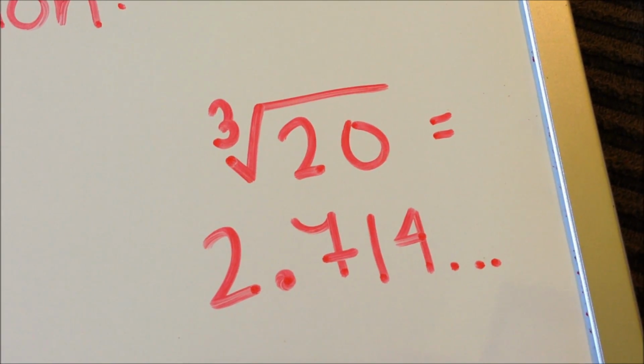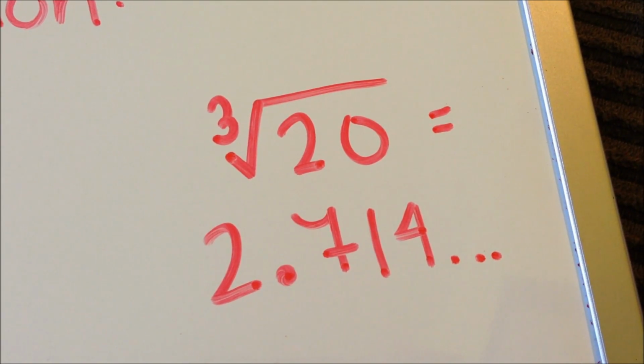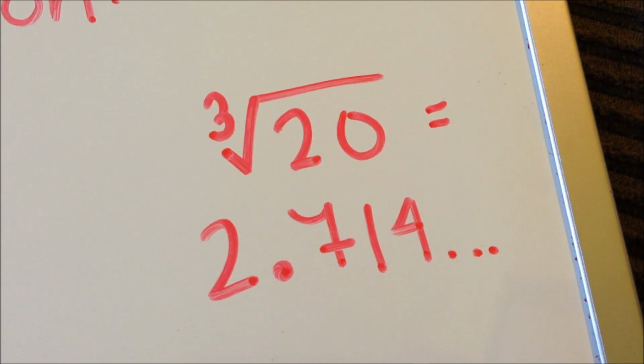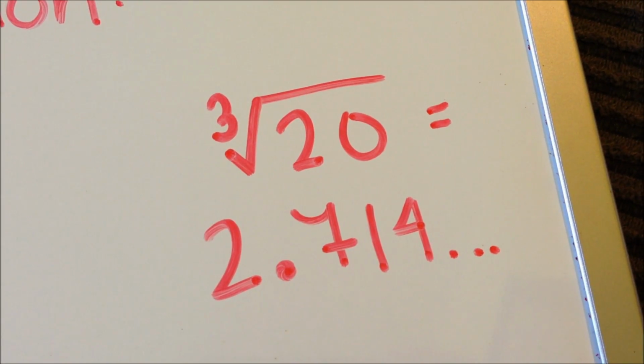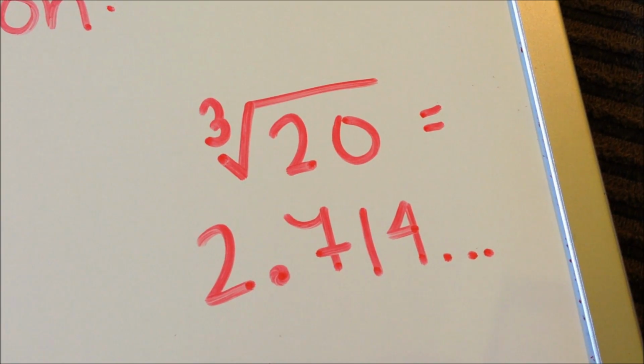The cube root of 20. What times itself times itself equals 20? It's not a whole number. If you type the cube root of 20 into your calculator, you get 2.714, etc.